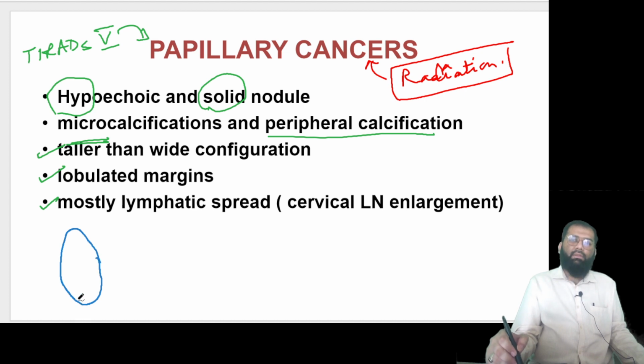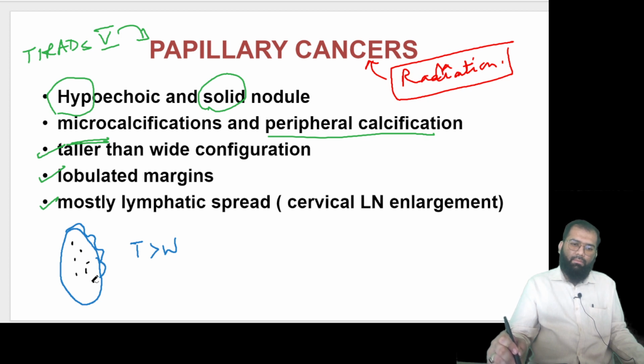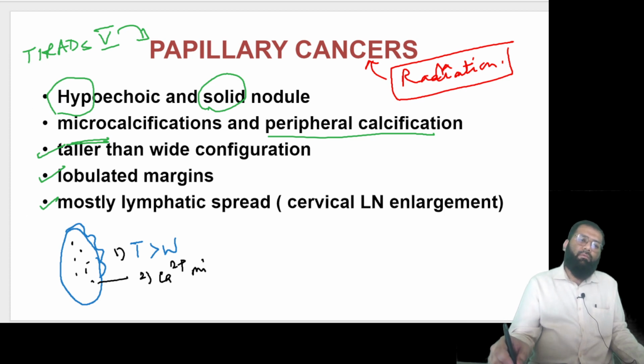So remember that this is an oval lesion, sometimes might have lobulations, taller than wider lesion, okay, and very important, this can have multiple microcalcifications. So taller than wider lesion, it can have multiple microcalcifications, very important. And very, very important is it spreads via lymph nodes.